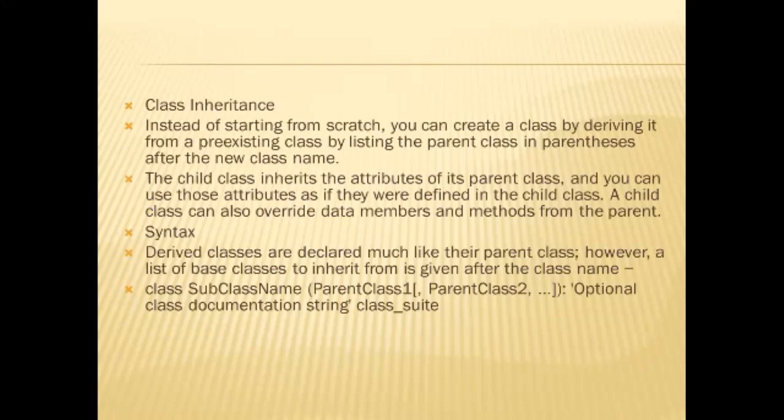Class inheritance. Instead of starting from scratch, you can create a class by deriving it from a pre-existing class by listing the parent class in parentheses after the new class name. The child class inherits the attributes of their parent class, and you can use those attributes as if they were defined in the child class. A child class can also override data members and methods from the parent. The syntax for it: derived classes are declared much like their parent classes, with a list of base classes after the class name.